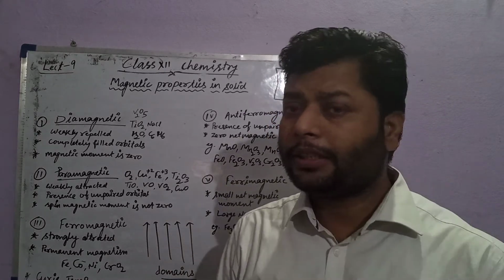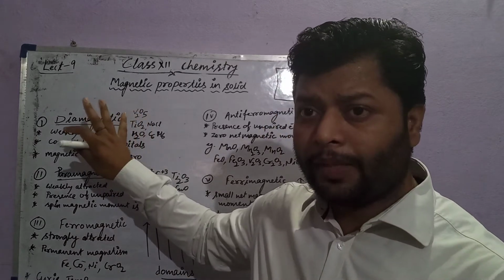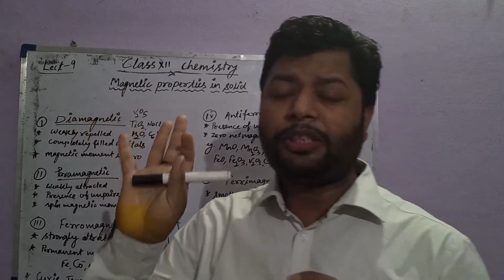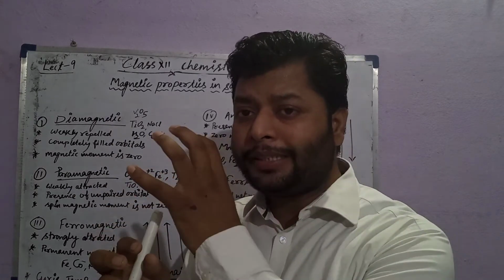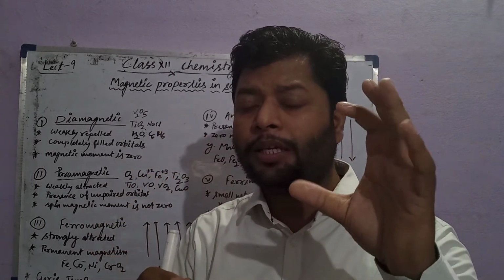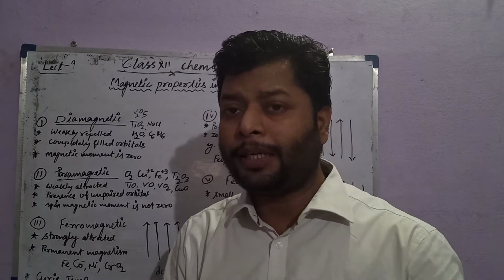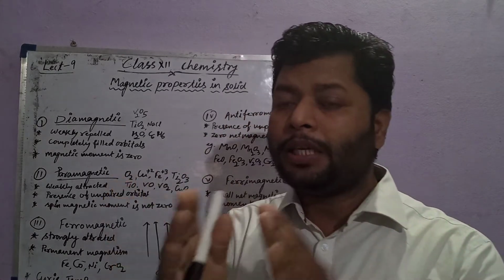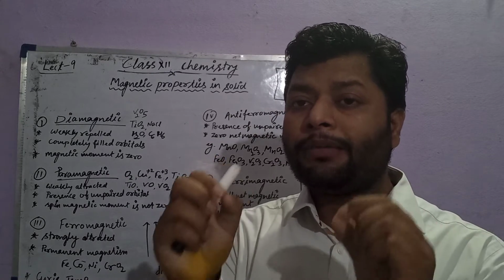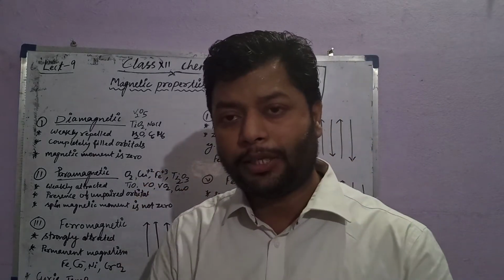So students, diamagnetic always means the substance has completely filled orbitals, and whenever these substances are brought into a magnetic field, they are repelled by the applied magnetic field. Due to the completely filled orbitals, no net magnetic moment arises.